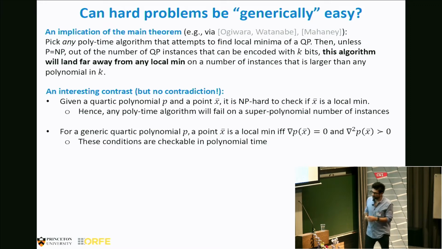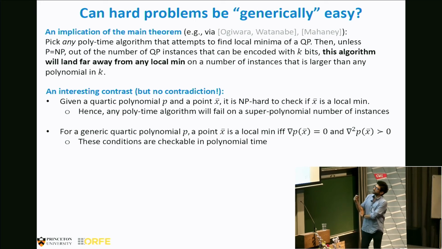At the same time, I find this other contrasting claim interesting, and this is when you study things in the real model and ask genericity questions versus NP-hardness results. I cannot make this connection for the problem that I described, but I can make it very precise for a simpler problem, which I had on my beginning slide. This is the result of Murty and Kabadi: if you have a quartic polynomial and a point, this is a recognition problem, it is NP-hard to check if x bar is a local min. This is what I had on the first slide.